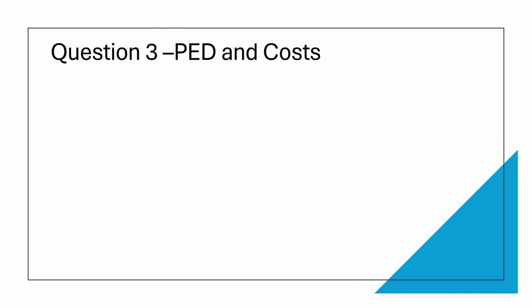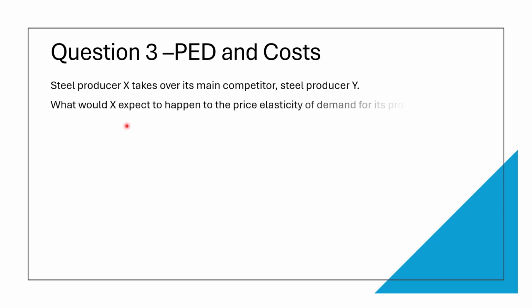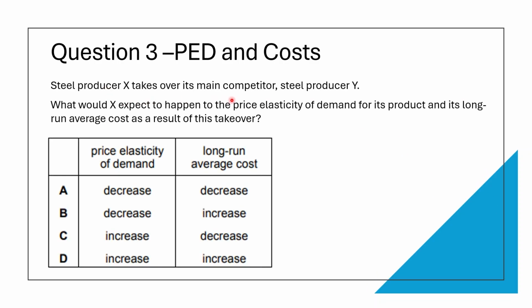The third question is based on price elasticity of demand and costs. Let's first read the question. Steel producer X takes over its main competitor, steel producer Y. What would X expect to happen to the price elasticity of demand for its product and its long-run average cost as a result of this takeover?